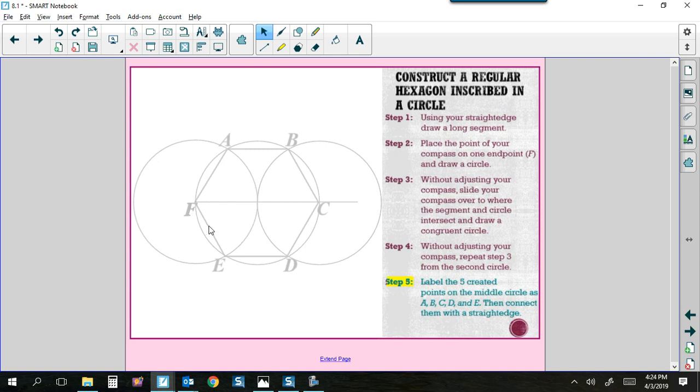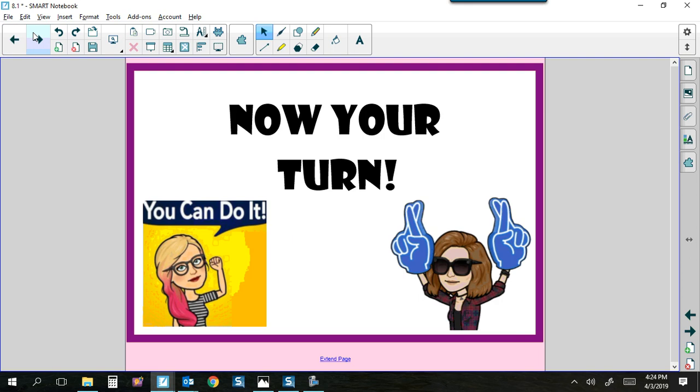With your straight edge, you're going to go ahead and connect them, and you end up with a regular hexagon inscribed in the middle circle. Very cool. And now it's your turn, so go ahead and construct an inscribed regular hexagon.